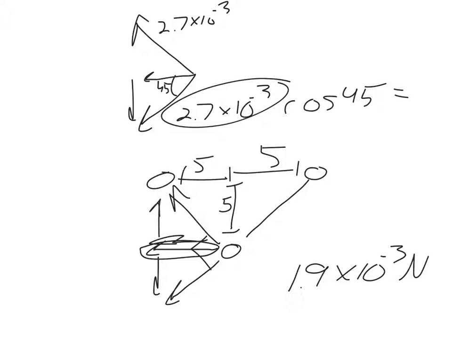That's for one of the two forces, so I double that. So doubling that is 3.8 times 10 to the minus 3 newtons. So that's the net force that guy feels, and he feels it directly to the left. Now, of course, as soon as he starts to move, those angles will change, and so his trajectory will change. So this is just the force right at that moment.